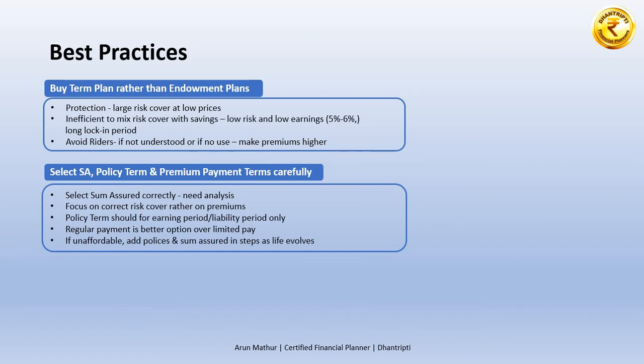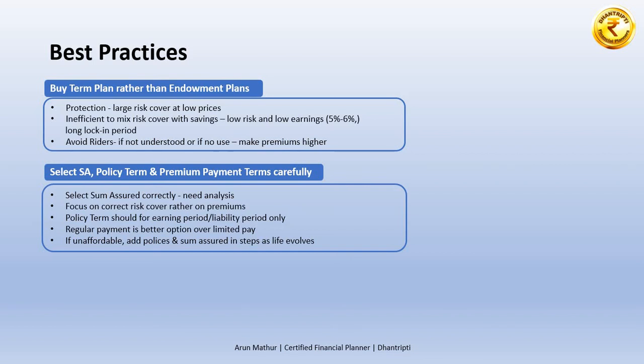The policy term should also be taken only for the earning period or the liability period. What it means is that because I'm going to earn, say, till the age of 60, that is the only period up to which I have the economic value. After that, when I'm not earning, I don't have an economic value, so even if I am not there, economically it doesn't hurt the family. Therefore, insurance should only be taken for a period where you are earning, or max up to the period you have liability. Suppose your kids are not going to be completely independent before 60, so you can take it maybe for 65 or 70 years, but not beyond that.